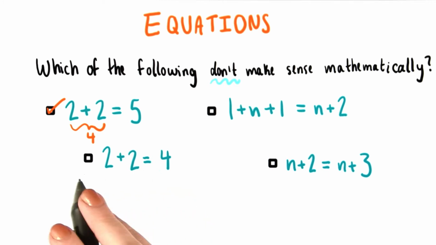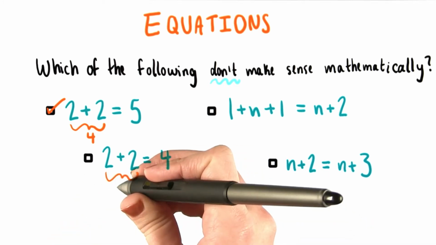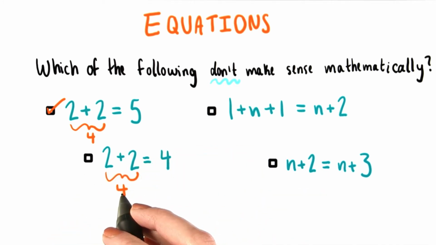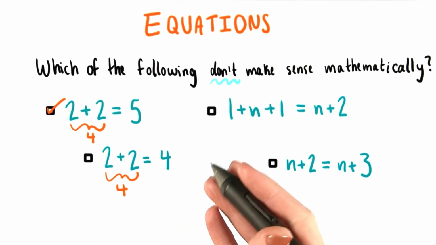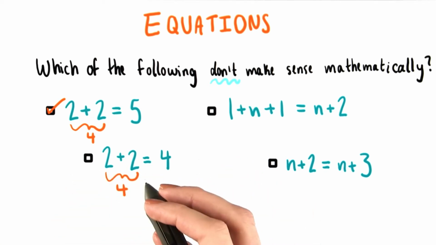We can do the same check on this equation right here. Once again, since 2 plus 2 equals 4, that means we have 4 equals 4, which is an equation, so we won't check this answer choice.